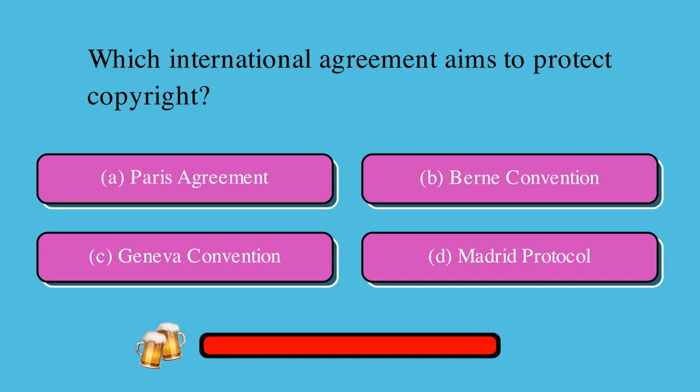Which international agreement aims to protect copyright? Is it A, Paris Agreement, B, Berne Convention, C, Geneva Convention, or D, Madrid Protocol? The correct answer is B, Berne Convention.